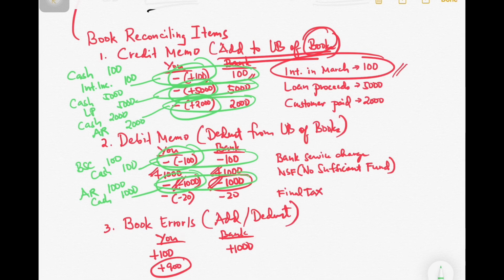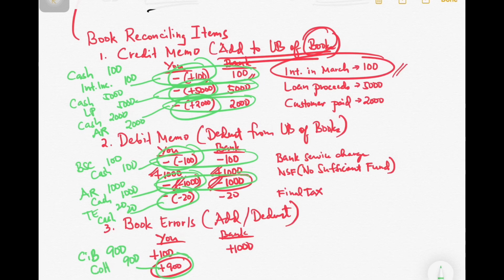How about for final tax? You are paying the tax. So you just write tax expense maybe. And then credit cash for, what's the amount? 20. How about for error? You missed 900. Debit cash in bank, increase your cash in bank balance by 900 and decrease your cash on hand by 900.